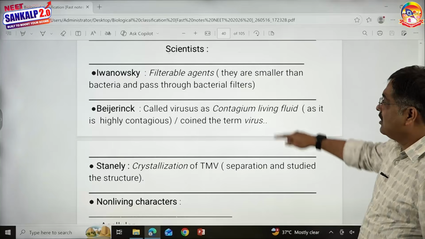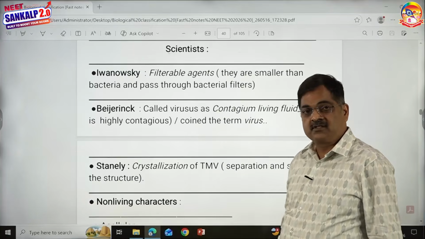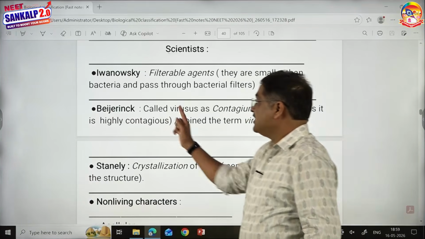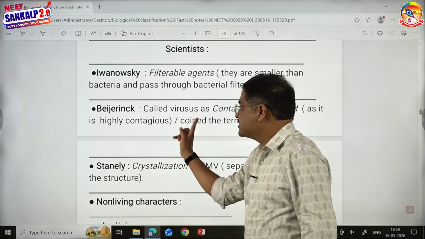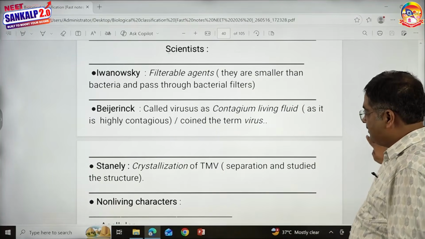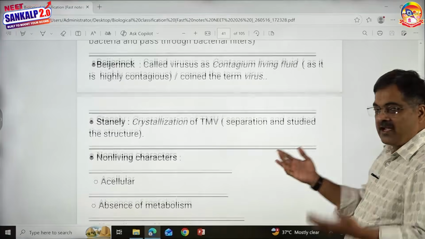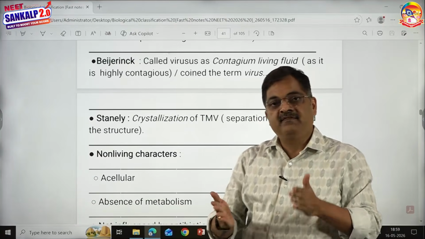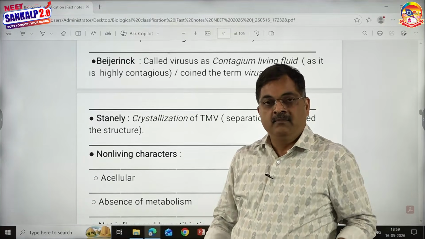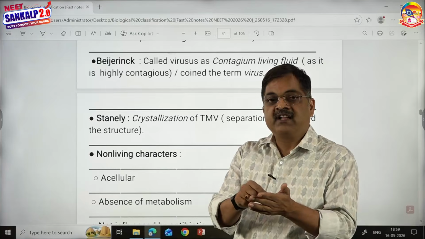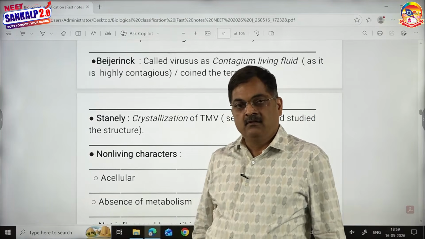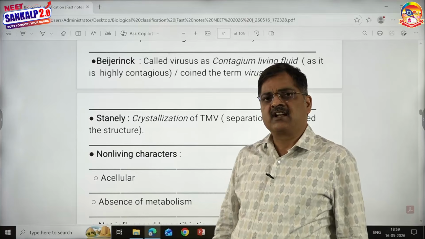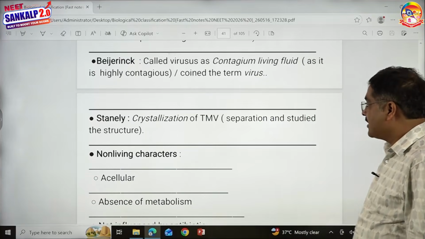Ivanovsky called viruses filterable agents. After B comes C. Beijerinck called it contagium vivum fluidum. After B comes C, he coined the term virus. Remember that? He took a diseased leaf and rubbed it on a healthy leaf. The healthy leaf also suffered because the diseased leaf contained virus and that got spread. You know, the majority of viral diseases are highly contagious. You know pretty well about that.